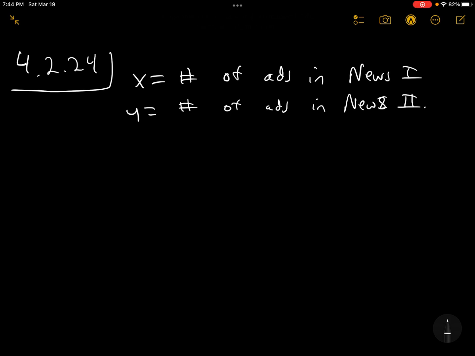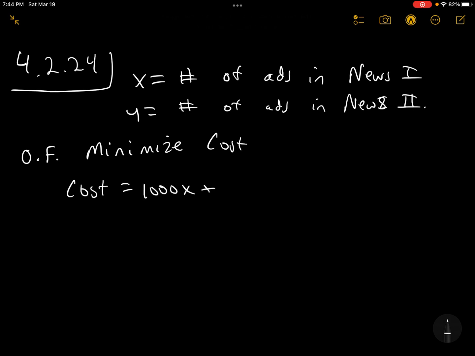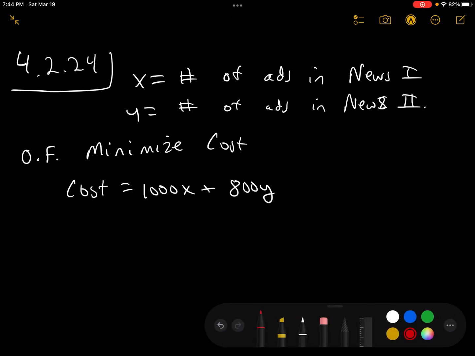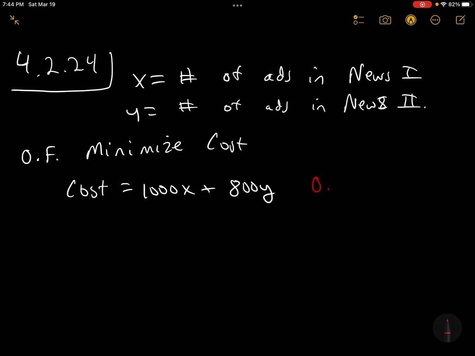All right, now we're minimizing cost. So the objective function tells us we're minimizing cost. So what does it cost? Each ad in newspaper 1 costs 1,000, so that's 1,000x. And each ad in newspaper 2 costs 800, so that's 800y. So this is your objective function. Okay? So you found that, and now you look for the constraints.